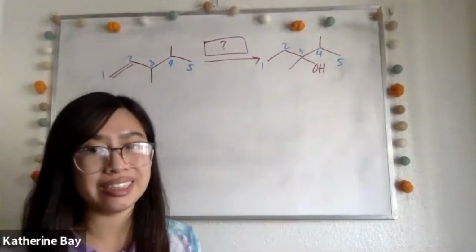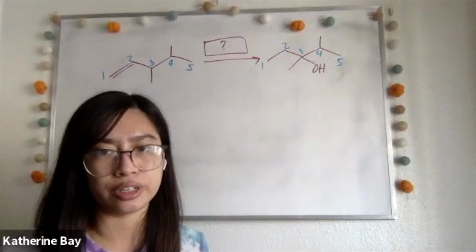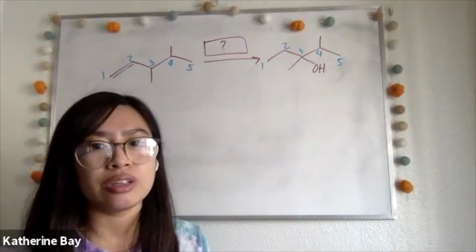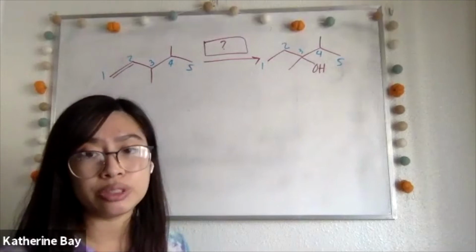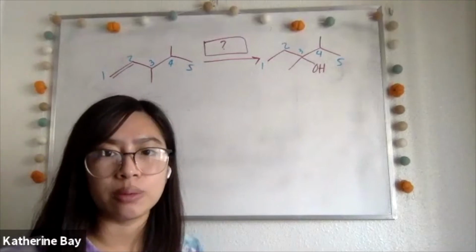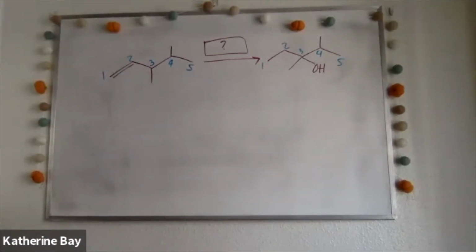So in order for this to happen, that means some sort of carbocation rearrangement occurred. We don't know which type yet, but we do know it did happen. So the only reaction that adds an alcohol group and has the ability to have a carbocation rearrangement is if we use H3O+. So let's go through the mechanism of that.